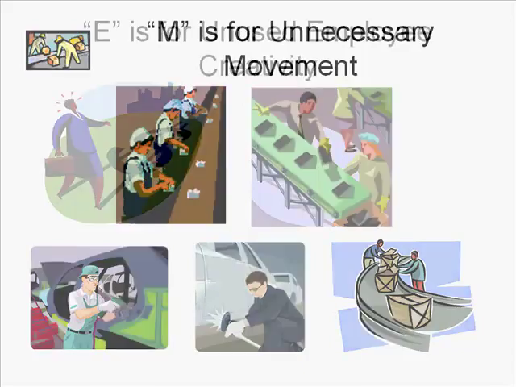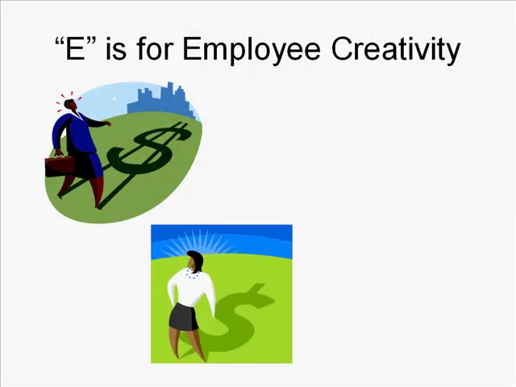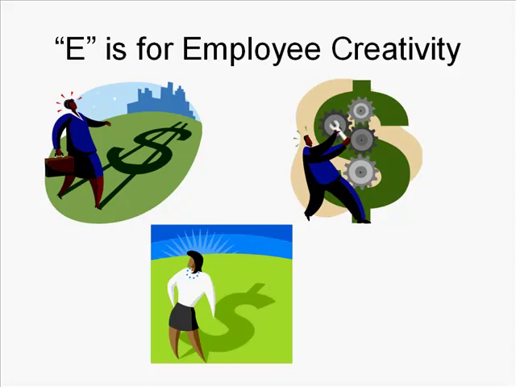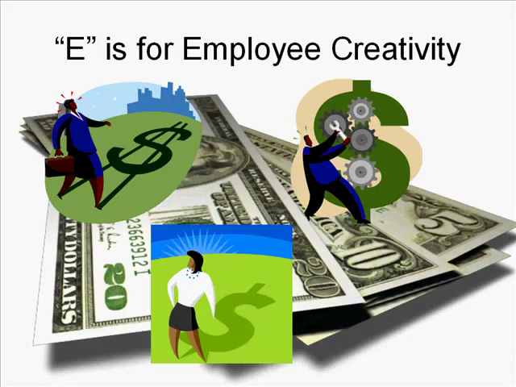And our final speed bump, E, is for unused employee creativity. The people working in an office, factory, restaurant, or hospital have a lot of insight into how to simplify, streamline, and optimize the business operations to better serve customers. But most companies fail to use that employee wisdom. Engaging employees in fine-tuning a business is good for employees and customers alike. It also leads to higher productivity and profitability.